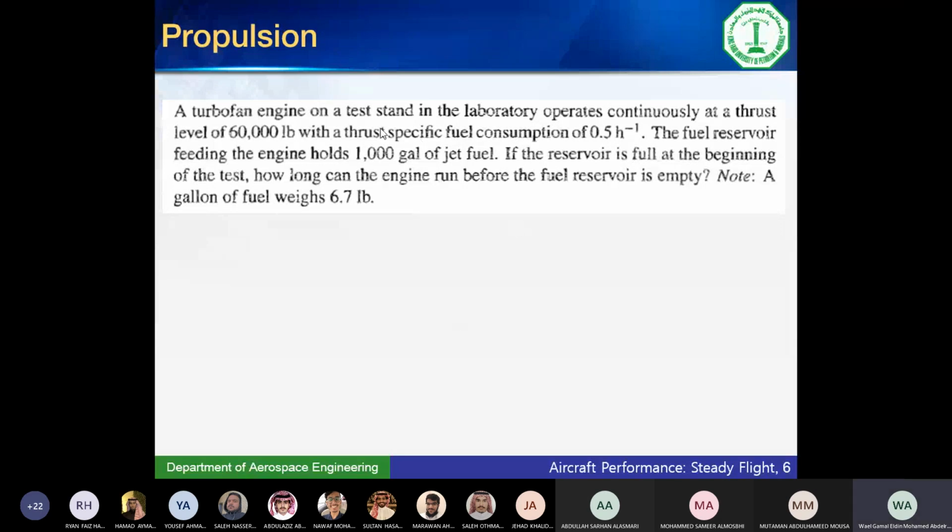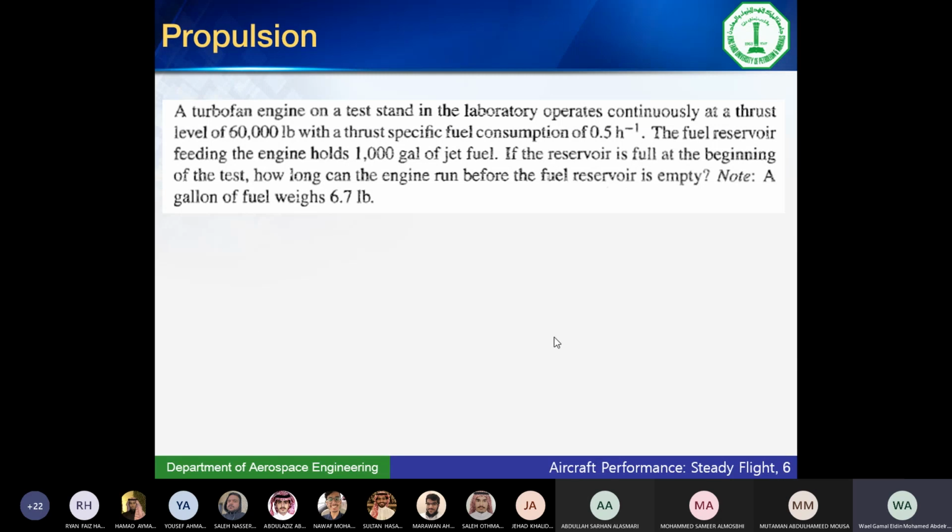Now you see here the fuel is given in terms of volume, which is not very helpful because we don't have equations involving volume of fuel. They are all weight flow rate or mass flow rate. So that's why this piece of information is crucial, which basically is the weight density of the fuel. A gallon of fuel is 6.7 pounds. So every gallon weighs 6.7 pounds. We have 1,000 gallons. The question is, how long would it take to run dry?